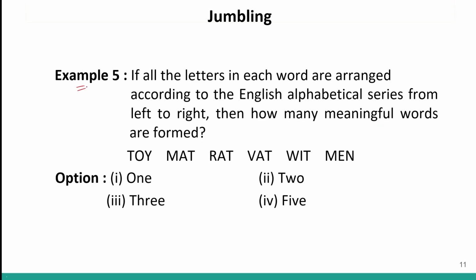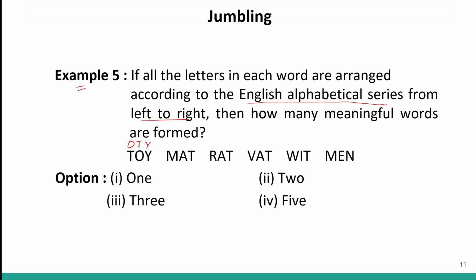Now, example 5. Same words are given to us. We have to arrange the letters in English alphabetical series from left to right, and then we have to find out how many meaningful words are formed. So within the same word, we have to arrange them in alphabetical series. That means increasing order. So over here, it will be OTY.